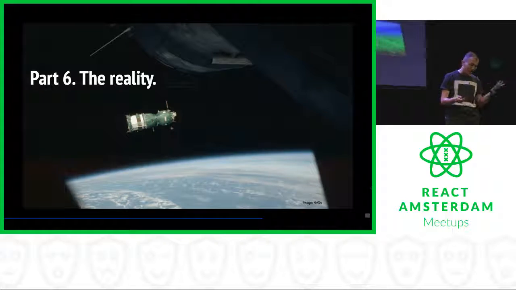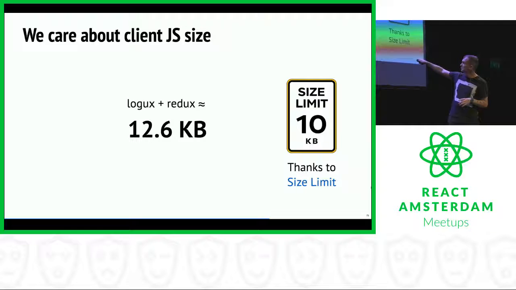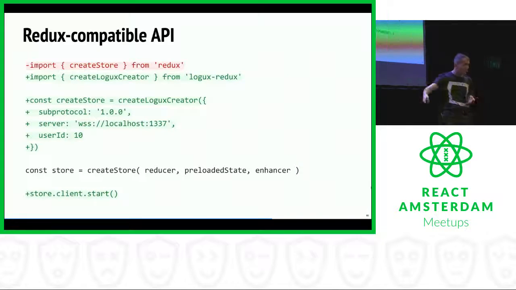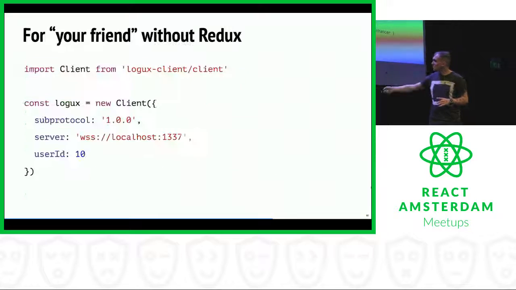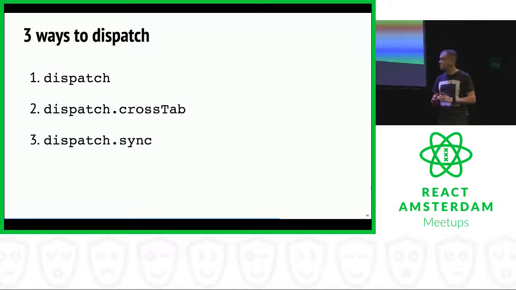So it was the idea, but let's see how the code works, how the code looks. So we have Logux Redux, and without including Redux, it's only 12 kilobytes thanks to Size Limit. The API is pretty much the same. You just need to replace createStore with some additional code. And of course, if you have a friend who doesn't use Redux, it's not a problem. There is a low-level library. So you still have the same dispatch method. Logux Redux is completely equal, has the same API, completely compatible with simple Redux.